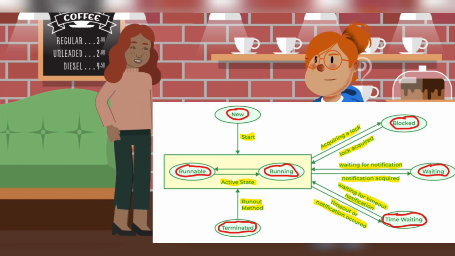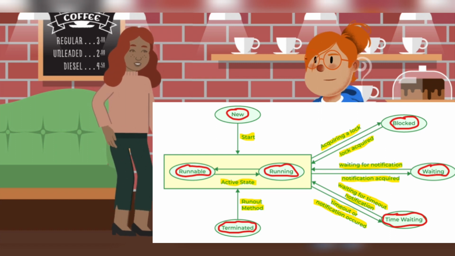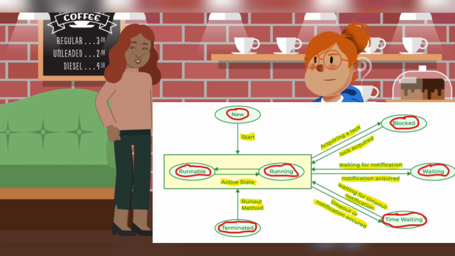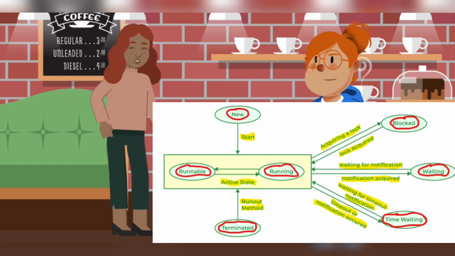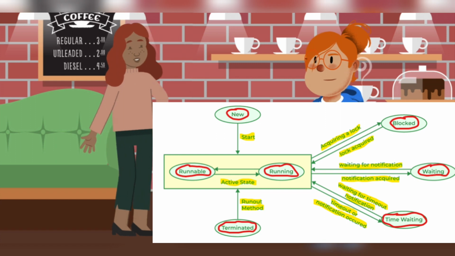3. Blocked. When a thread tries to acquire a lock but the lock has already been obtained by another thread, the thread will be in a blocked state. When the thread obtains the lock, it will transition from the blocked state to the runnable state. 4. Waiting state. When the wait or join methods are used, the thread will be in the waiting state. When another thread notifies it or when that thread is terminated, it will transition to the runnable state.